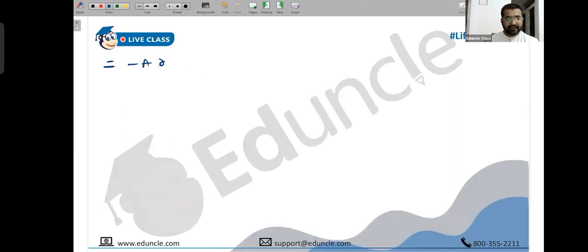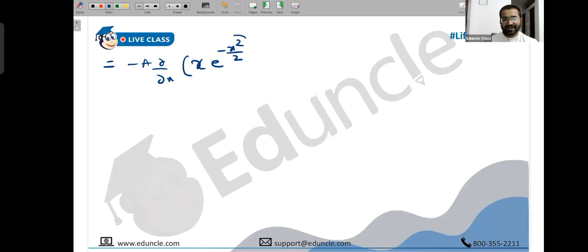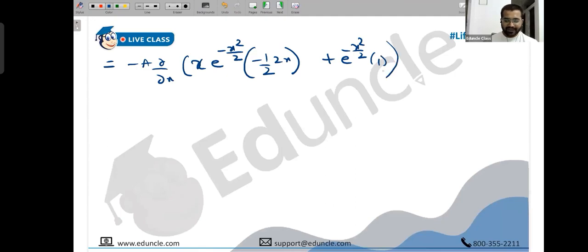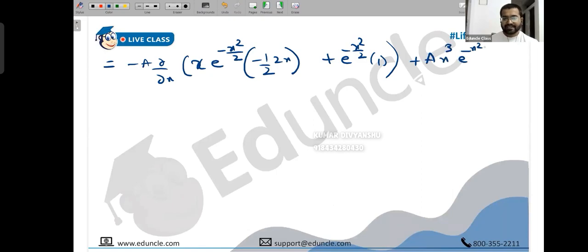Proceeding ahead. What do we have? Minus A derivative into... so, the UV rule. First constant, derivative of second. Derivative of e raised to x is e raised to x, but I have to redifferentiate this exponent. If I redifferentiate this, I have minus half outside, and the derivative of x squared is 2x. Plus second constant, derivative of first: the derivative of x is 1. Plus x squared A x e raised to minus x squared by 2, which is directly A x cubed e raised to minus x squared by 2.